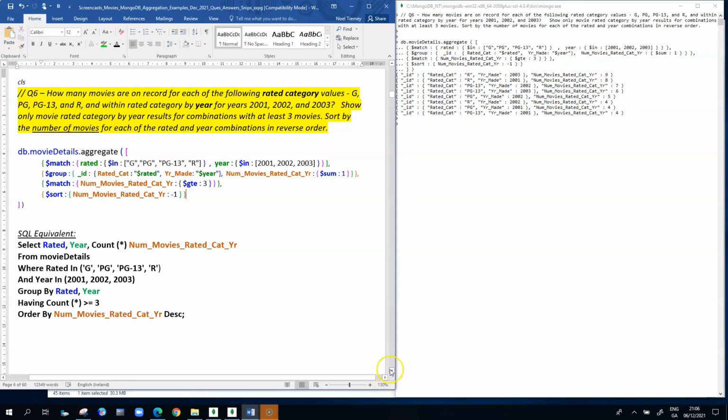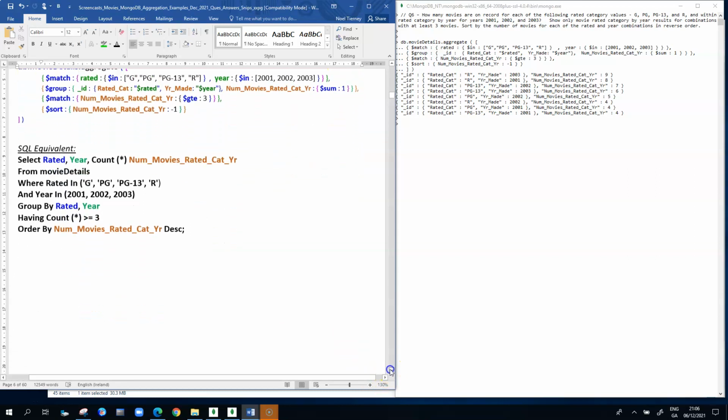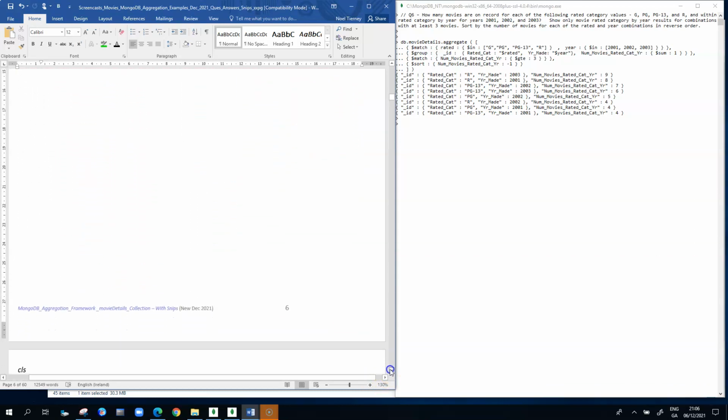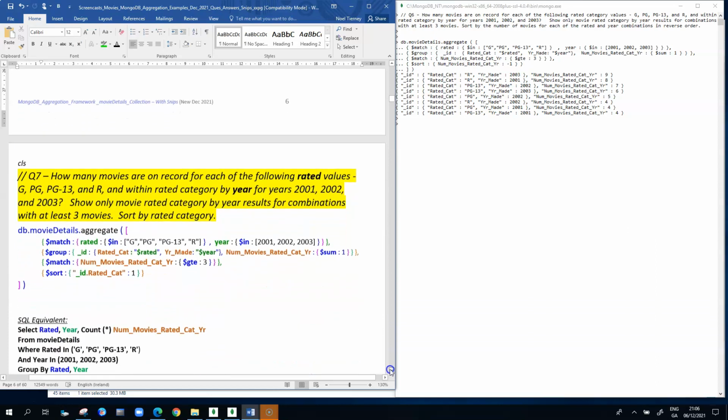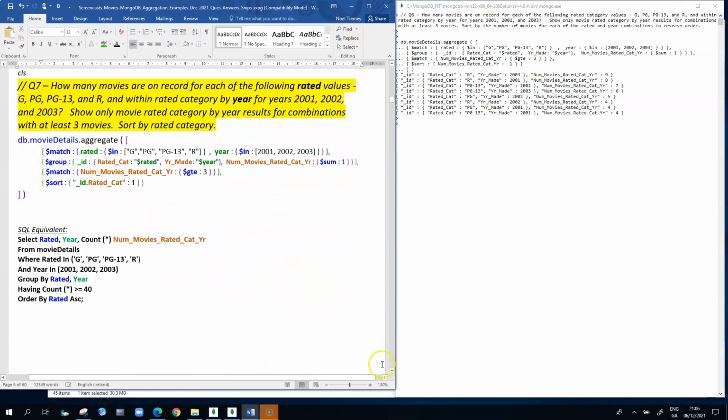In example 7, it's the exact same question, but I'm changing my sorting. The question says: how many movies are on record for each of the following rated values, and within rated category by year for the 3 years in question, show only results for combinations with at least 3 movies. All of that part of the question remains the same. The bit that's interesting is to sort by the rated category. That's the bit we have to focus on at this stage.